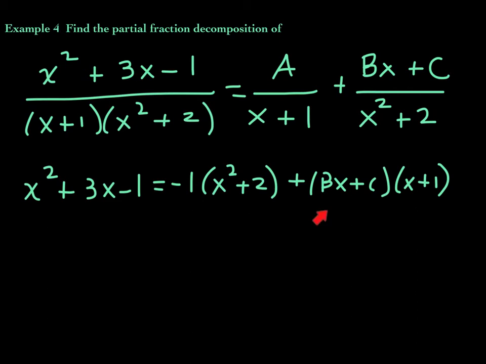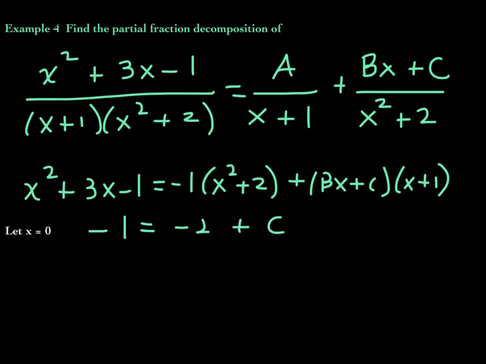If I let x be 0, B times 0 would be 0. And then I would only be left with C, and I can solve for C. So let's do that now. Let's plug in x equal to 0.